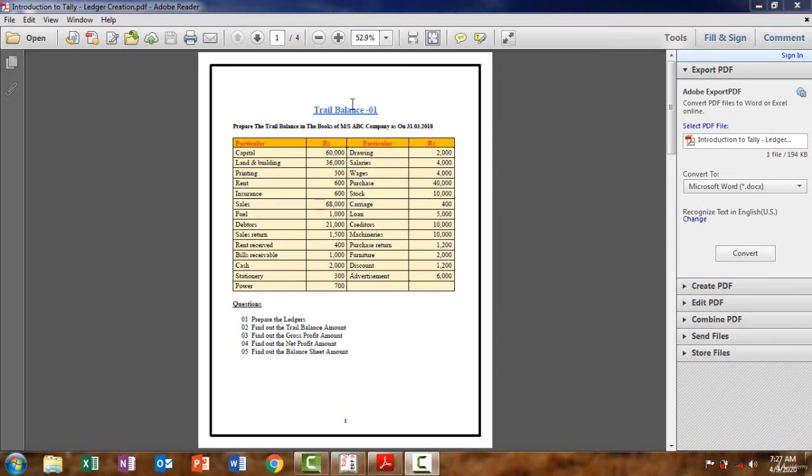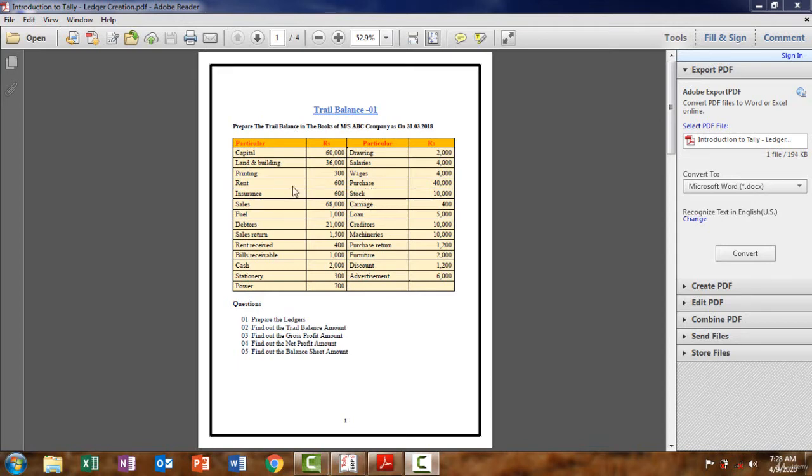Now we are going to look at how we can put the trial balance into the Tally software. The question is trial balance 1. Prepare the trial balance in the books of ABC company as on 31st/3/2018, and they have given the ledgers and the amounts. The question is to prepare the ledgers, find out the trial balance amount, the gross profit amount, the net profit amount, and the balance sheet amount.